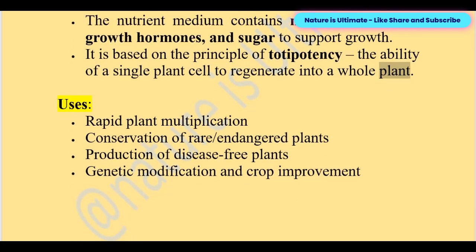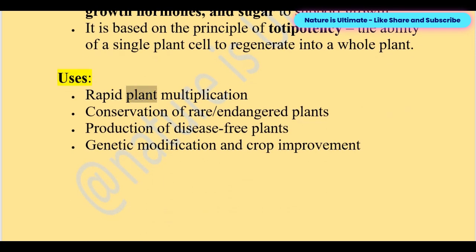plant. Uses: rapid plant multiplication, conservation of rare/endangered plants, production of disease-free plants, genetic modification and crop improvement.